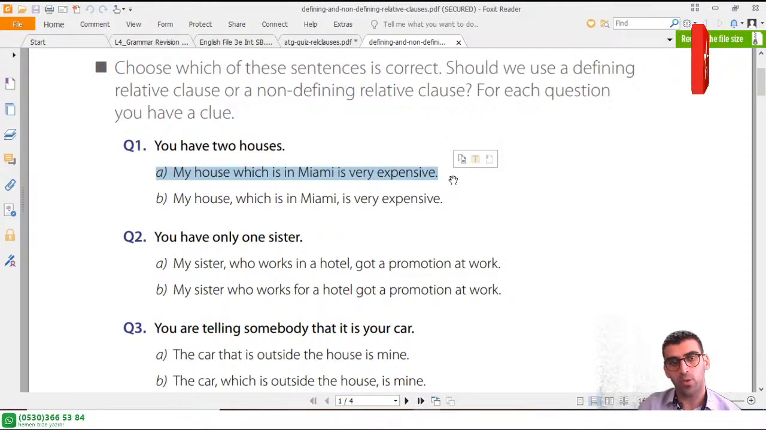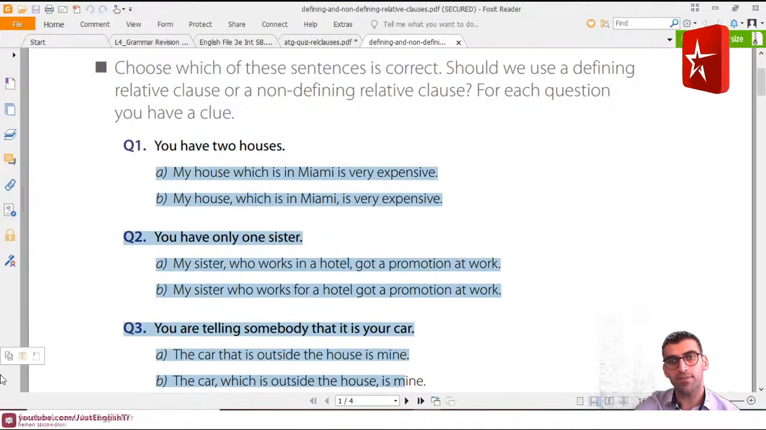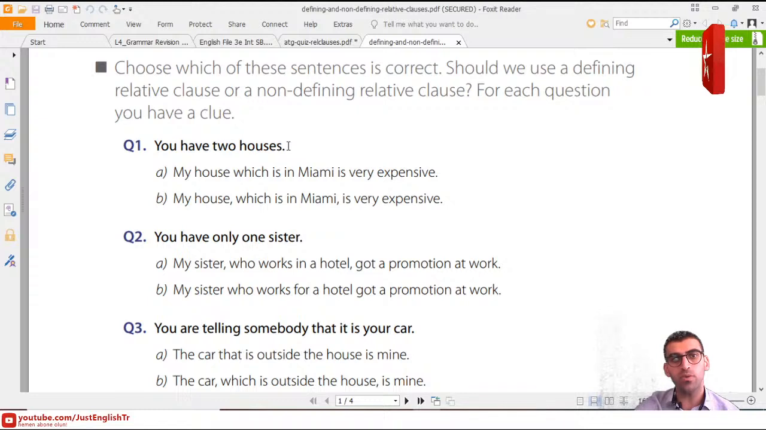So in question number 1, my house which is in Miami is very expensive, without a comma, is a defining relative clause. It's not a non-defining clause. Why is this the correct answer? Because I said you have 2 houses. Which one? We don't know. That's why we have to choose A. The correct answer is A.